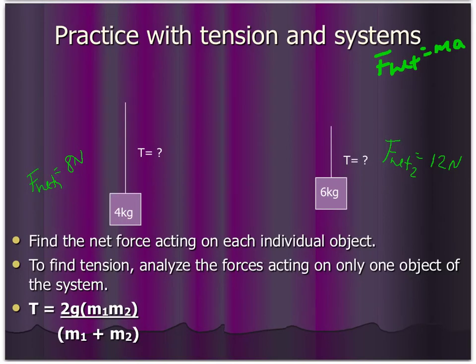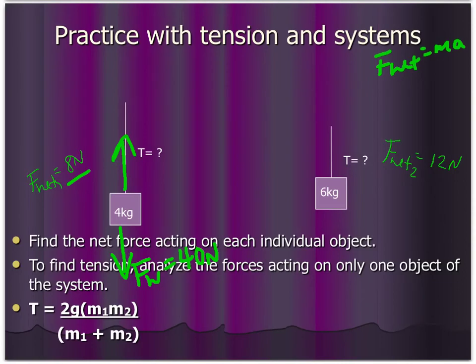Now we can find the tension of the system by analyzing the forces that are acting on only one object of the system at a time. So let's just, for example, take the 4 kilogram block. We know that it's got an Fw, which is acting straight down, and we know that that Fw is equal to 40 newtons, m times g, or 4 times 10. And I know that overall, to get this F net of 8 newtons, there's a tension acting upwards in that rope.